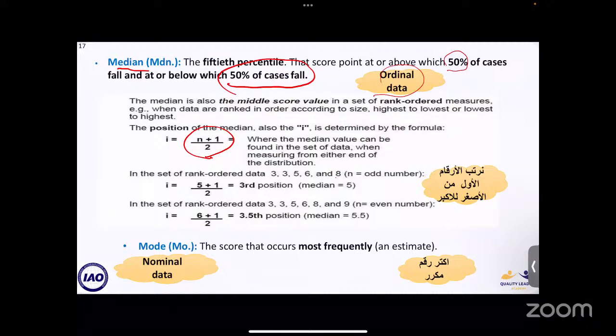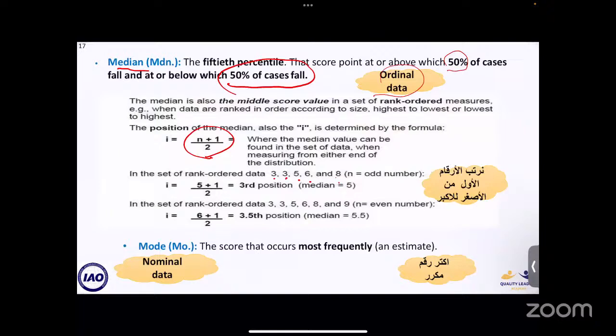For odd numbers, the median is presented as the value in the middle. For example, here we have 3, 3, 5, 6, and 8. How many total values do we have here? 5. So apply now the formula, n plus 1 over 2: 5 plus 1 is 6, 6 over 2 is 3. So what's the answer? The median is 5.